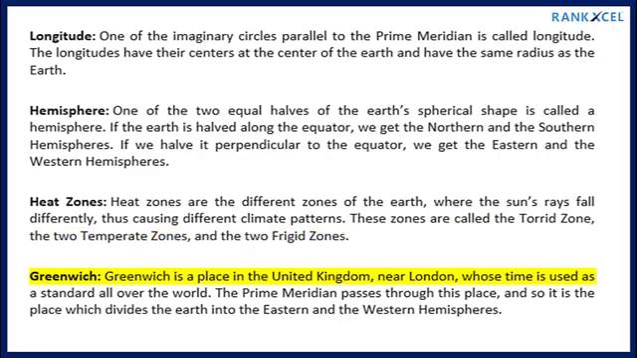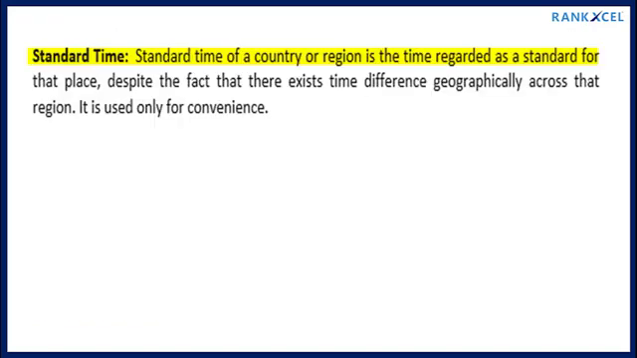Heat zones. Heat zones are the different zones of the Earth, where the sun's rays fall differently, thus causing different climate patterns. These zones are called the torrid zone, the two temperate zones, and the two frigid zones. Greenwich is a place in the United Kingdom, near London, whose time is used as a standard all over the world. The prime meridian passes through this place, and so it is the place which divides the Earth into the eastern and the western hemispheres. Standard time. Standard time of a country or region is the time regarded as a standard for that place, despite the fact that there exists time difference geographically across that region. It is used only for convenience.